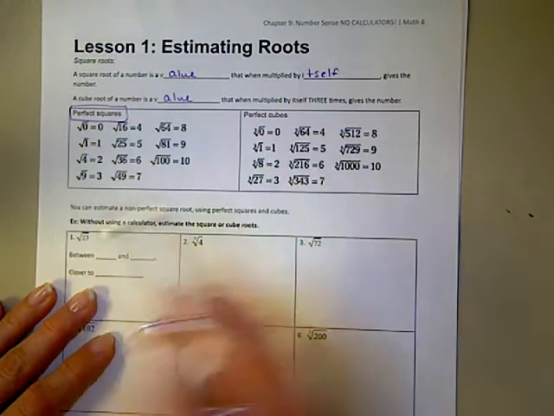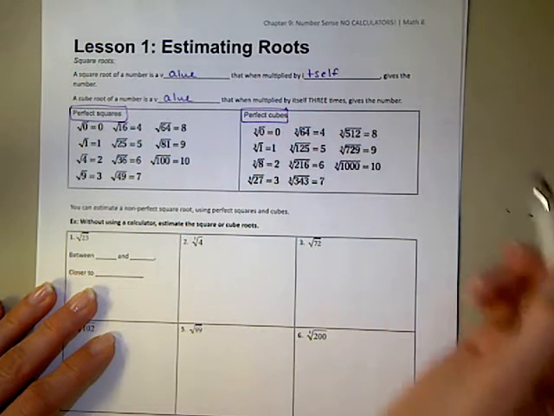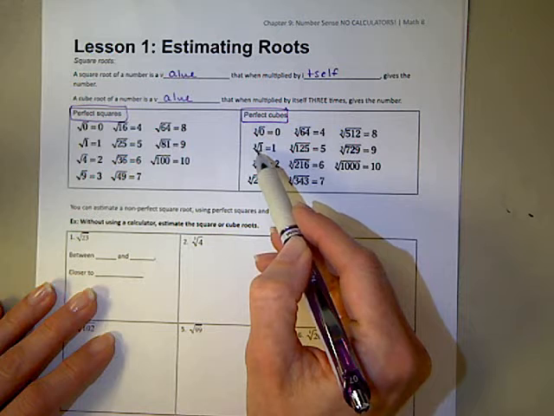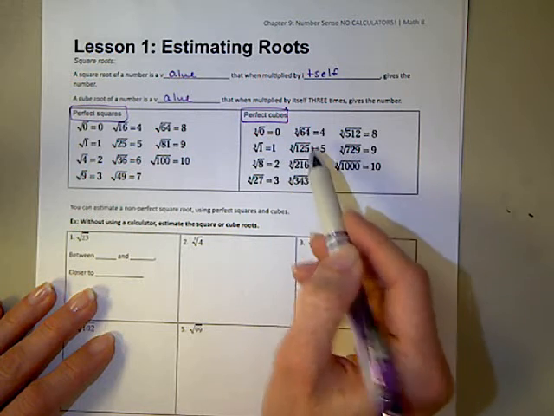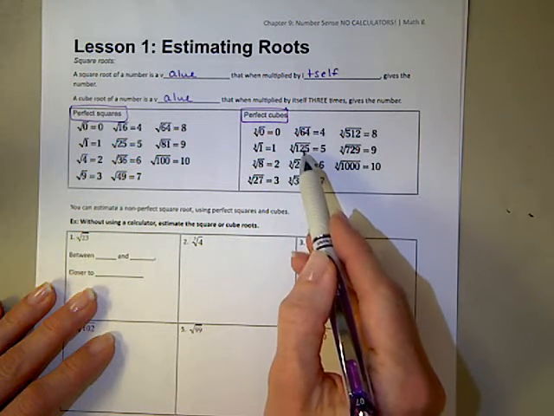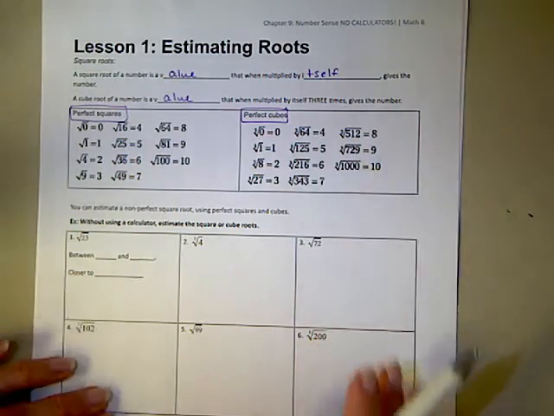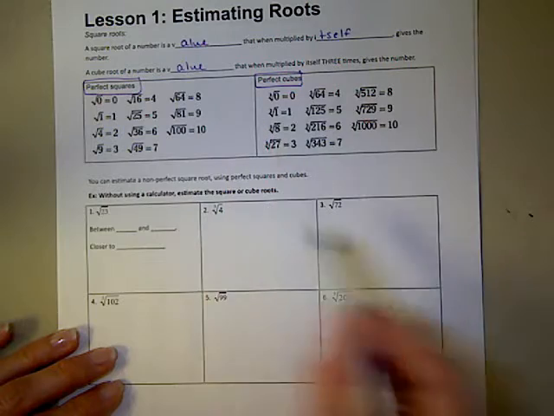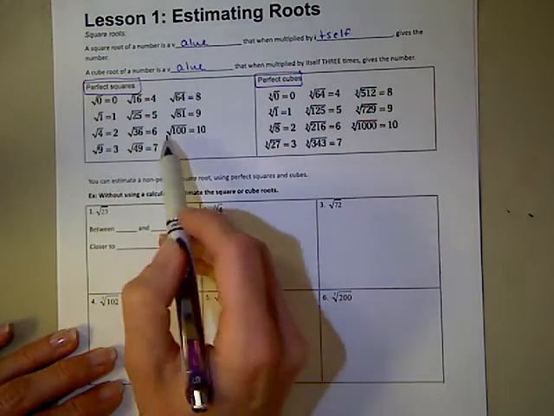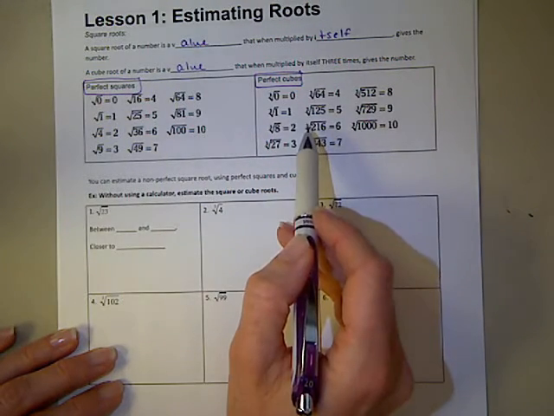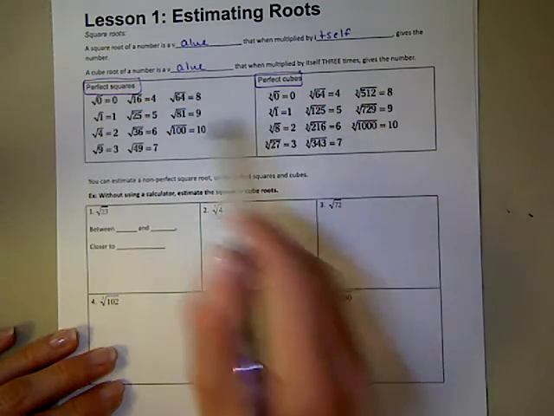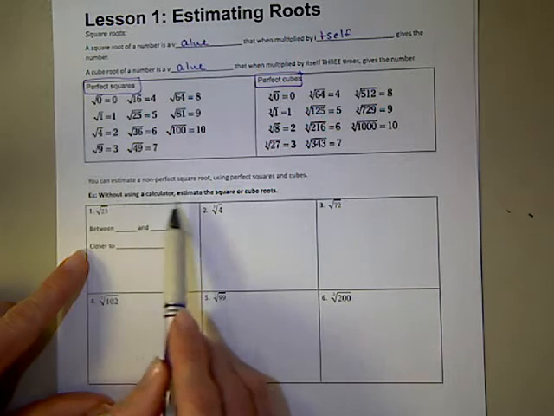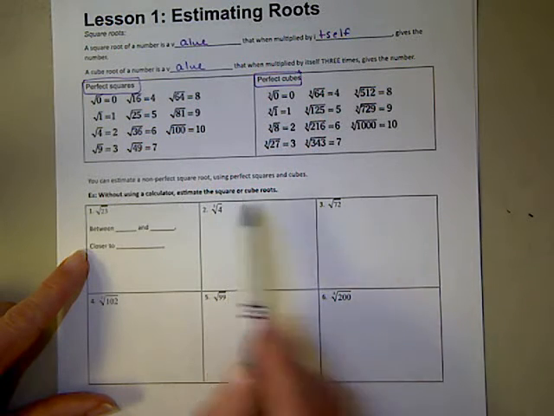get a whole number. And then in this box we've got perfect cubes. The cube root of 0 is 0, cube root of 1 is 1, and so on. So 27, 64, 125, these are perfect cubes. We're going to use these 2 boxes to help us, and your goal is to try to memorize these as well, because then you won't have to keep referring back to your boxes and tables. So, without using a calculator, estimate the square or cube root.